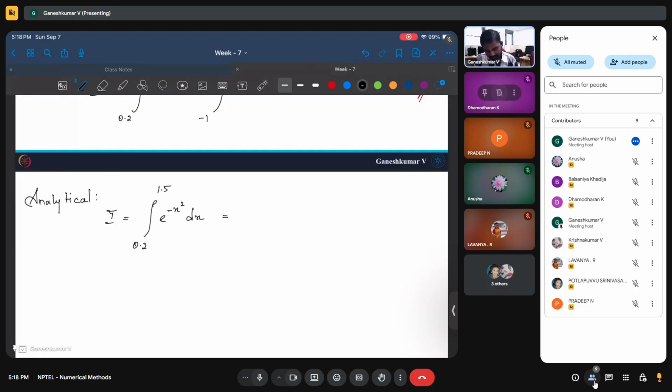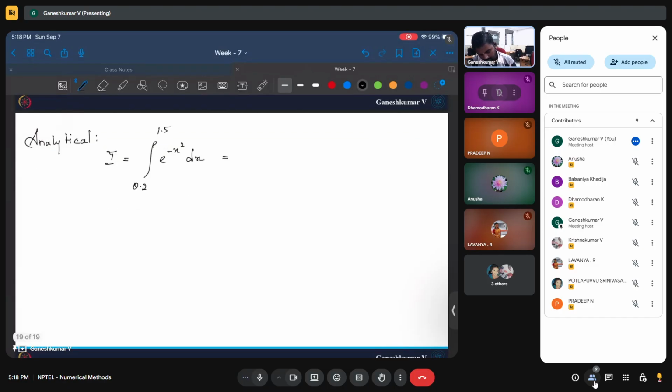What it means is you do not have a function whose derivative can be regarded as this integral. This is actually called the error function. For example, the integral of e power minus x square dx is nothing but, I guess, square root of pi by 2 times the error function of x, and there is no explicit definition for the error function of x.